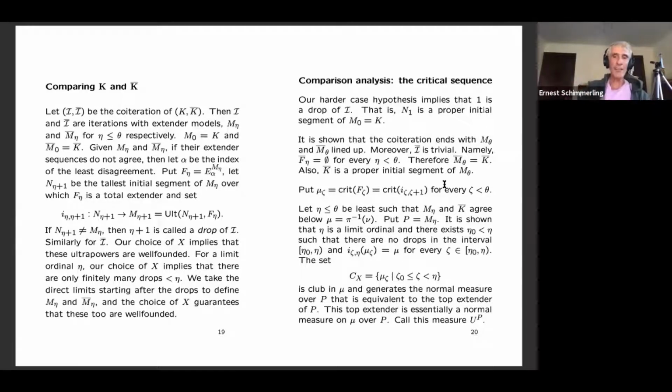Okay, so more analysis shows that eta is a limit ordinal, and there's some point along the way, eta 0, after which there are no drops in the interval from eta 0 to eta. And for every zeta in that interval, the critical point of the iteration map is mapped up to the preimage of nu, that's what we're calling mu, by the iteration map.